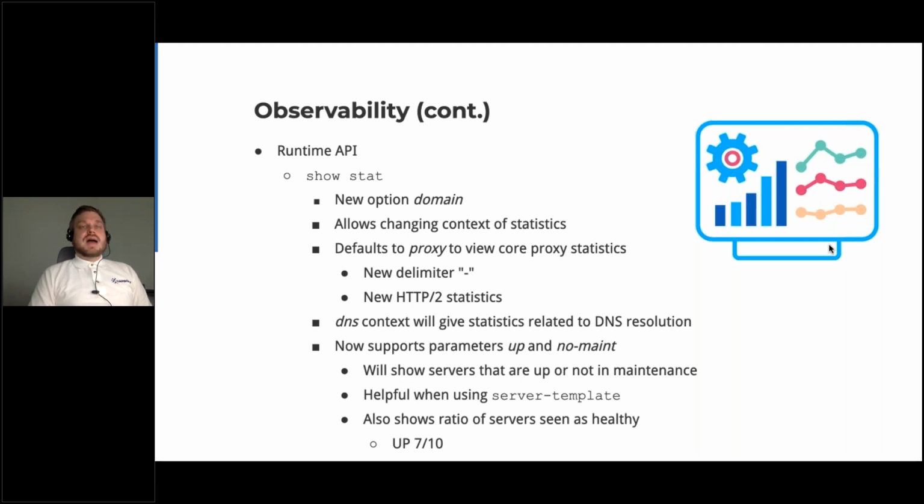ShowStat now also adds two additional parameters, up and no maint. These are helpful when you have a large pool of servers configured using the server template directive, as they will only show the servers that are either up or not in maintenance. It will also show the ratio of servers that are seen as healthy. For example, 7 out of 10 configured servers are healthy.